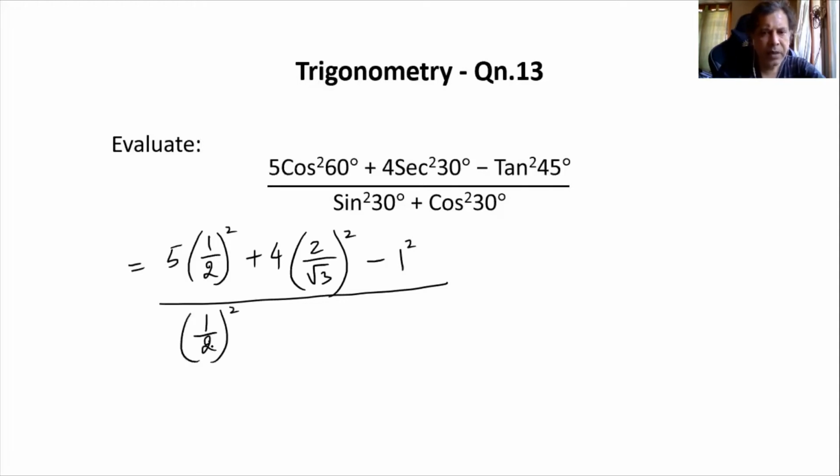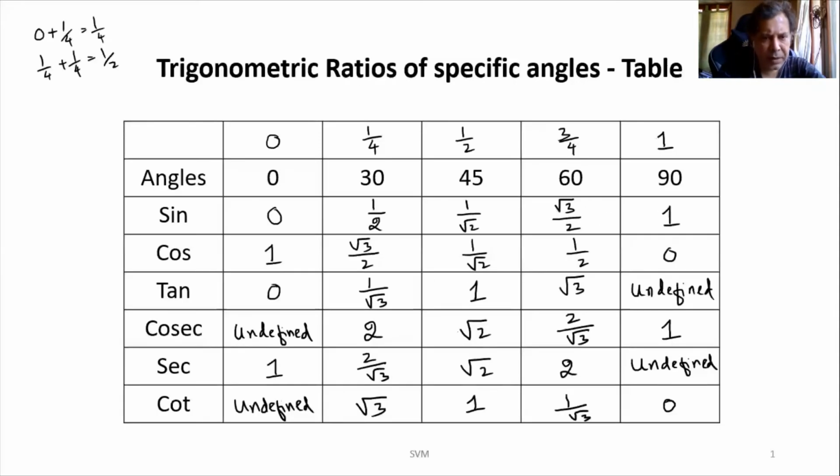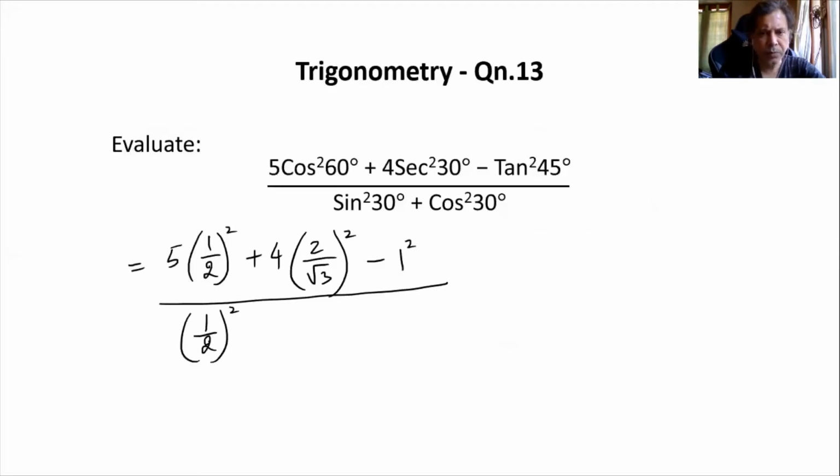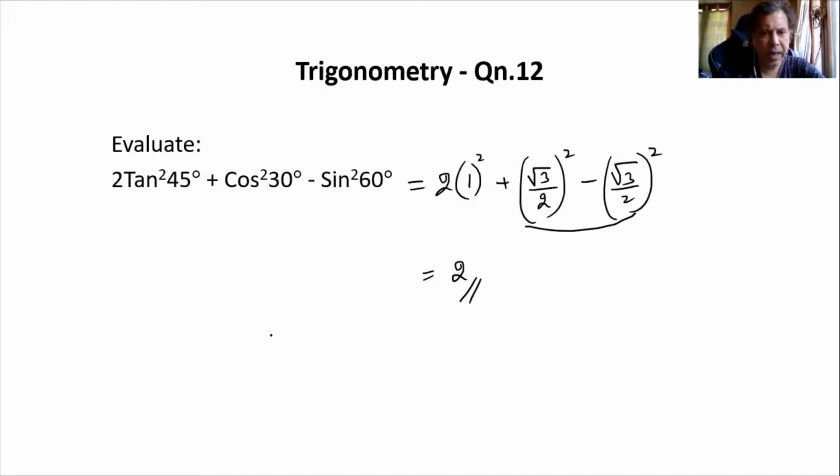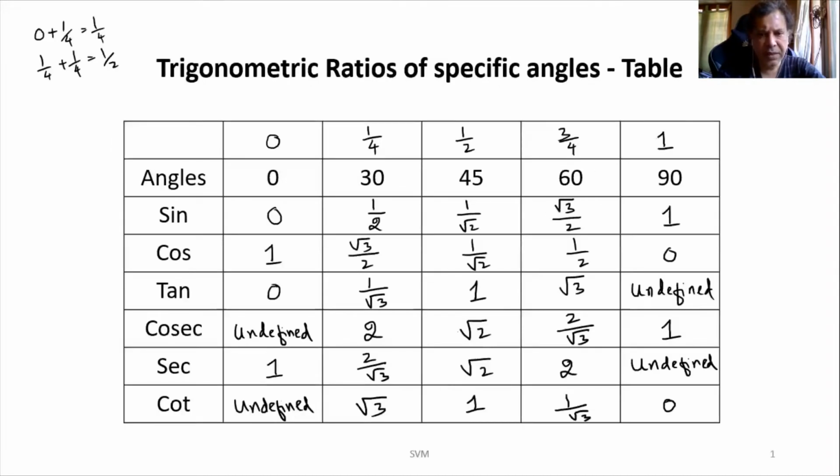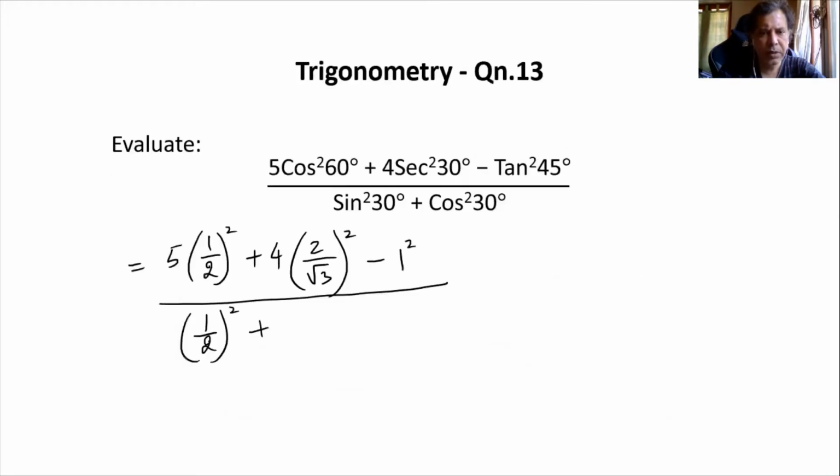Let's check that. What is sine 30 in the table? Sine 30 is, yes, 1 by 2. Plus cos 30 the square. What is cos 30? Cos 30 is root 3 by 2. Now we have to substitute root 3 by 2 the square. So 1 by 2 the square is 1 by 4. 5 into 1 by 4 will become 5 by 4.